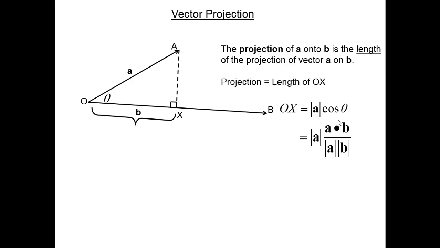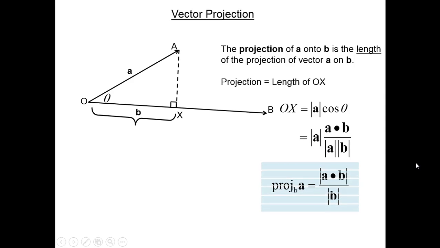You'll notice we got a little formula here. So what happens to the magnitude of A? We're going to divide it out. So the projection of A onto B would be the absolute value, let me explain that in a minute, the absolute value of A dot B divided by the magnitude of A, or I'm sorry, the magnitude of B.